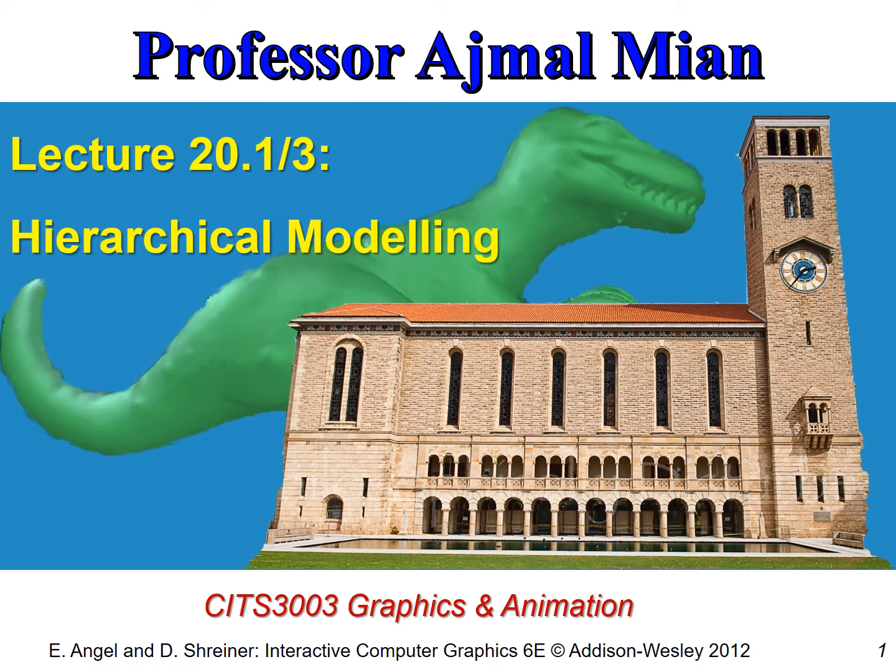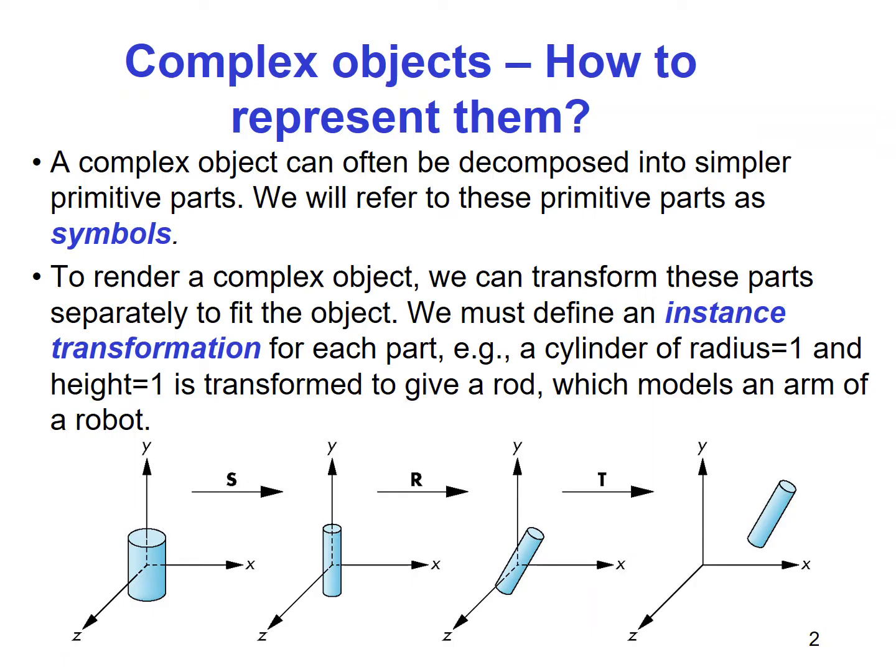Hierarchical modeling is a method of making complicated models from simple primitives. In computer graphics, we often need to make models that are a little bit more complex than simple spheres, circles, and rectangles. A complex object can often be decomposed into simpler primitive parts. We will refer to these primitive parts as symbols. To render a complex object, we can transform these parts separately to fit the object.